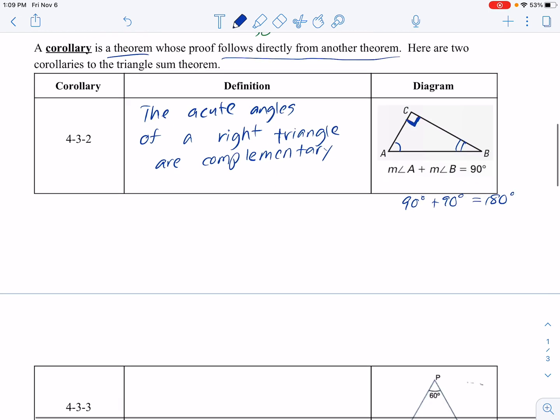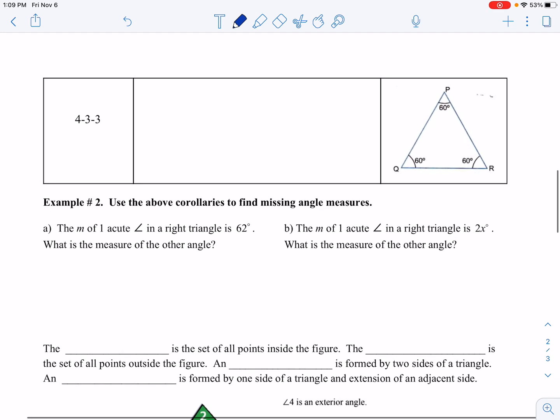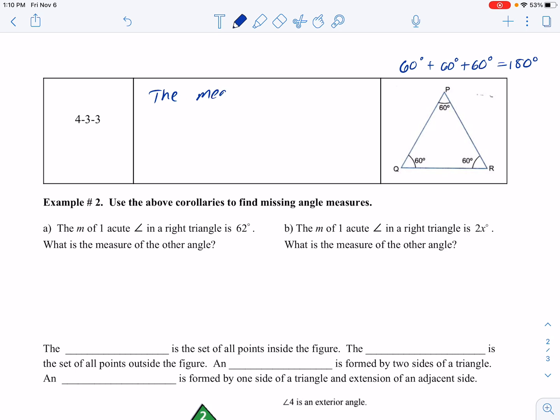Remember, an equiangular triangle is a triangle with three congruent angles. Well, if we know that the three angles of a triangle sum to 180, then we know that each of those angles has to equal 60 degrees, because 60 times 3, or 60 plus 60 plus 60 equals 180. So the measure of each angle in an equiangular triangle is 60 degrees.